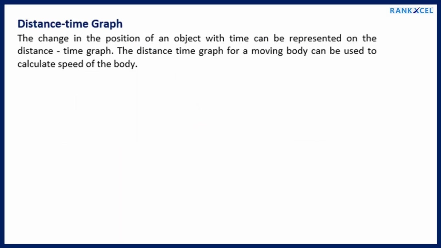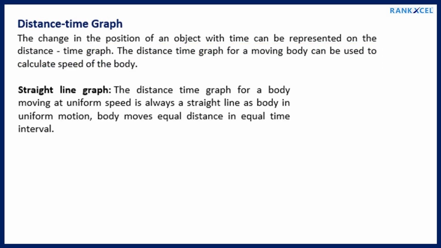Distance-time graph. The change in the position of an object with time can be represented on the distance-time graph. The distance-time graph for a moving body can be used to calculate the speed of the body. Straight line graph. The distance-time graph for a body moving at uniform speed is always a straight line, as the body in uniform motion moves equal distance in equal time intervals.